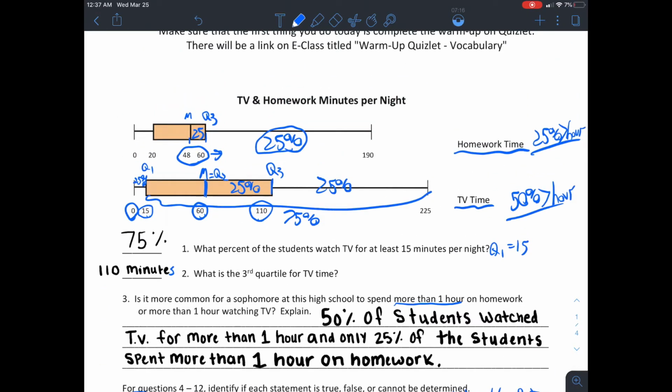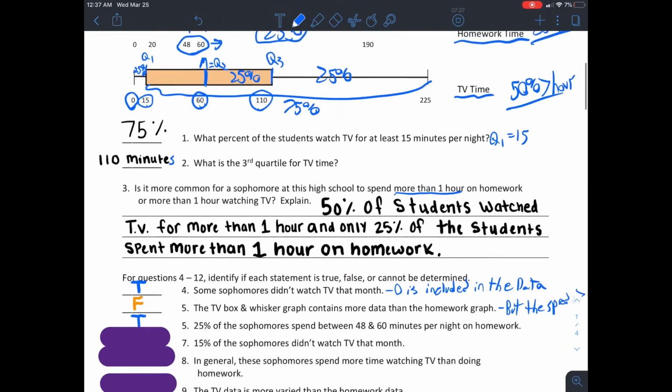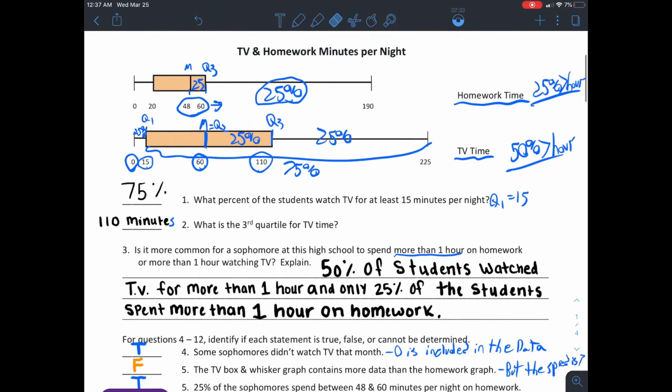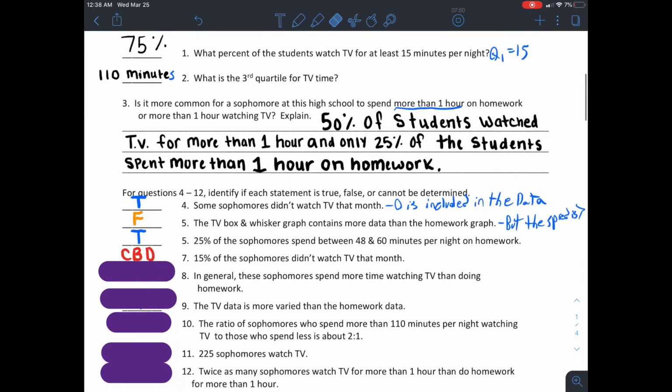Number 7, 15% of sophomores didn't watch TV that month. Let's go look at our data. So 15% of sophomores did not watch TV. I don't know how I would be able to confirm that looking at my data, or a way that we could get that information. Box plots only seem to show us breakdowns in the 25%. So let's see what they say. Yeah, cannot be determined. That's right. We can't find that information from a box and whisker plot.